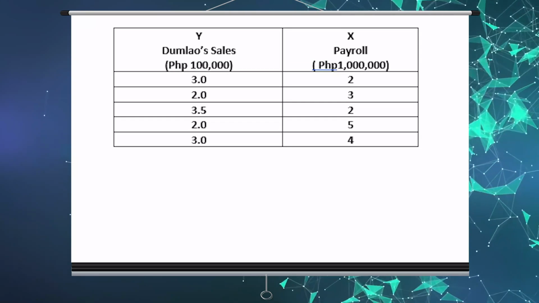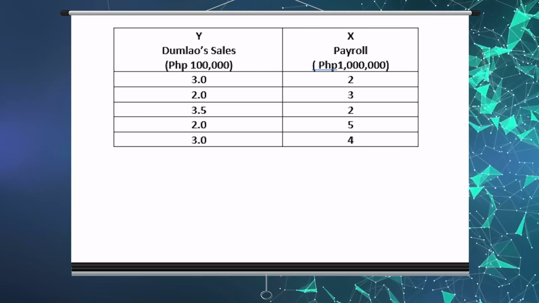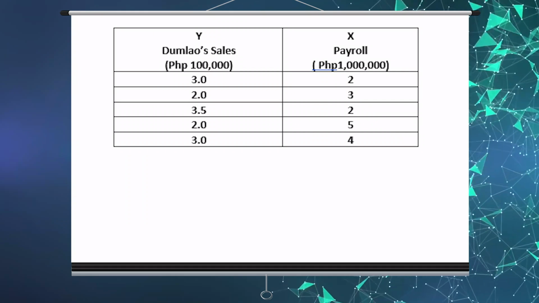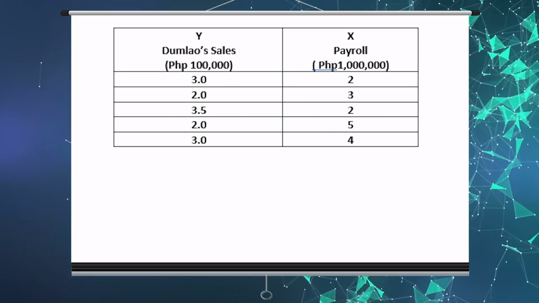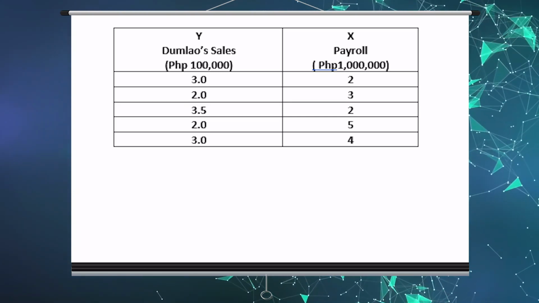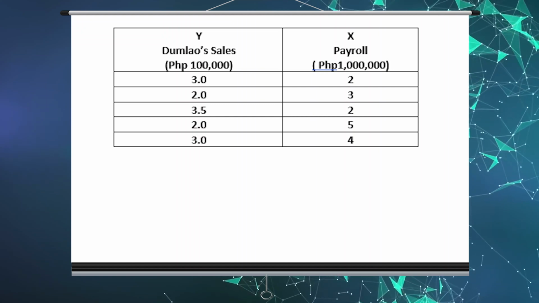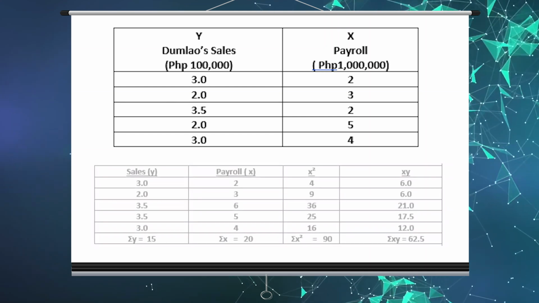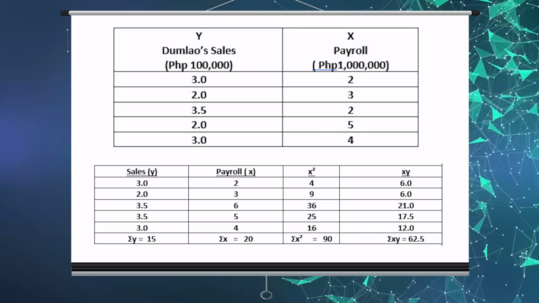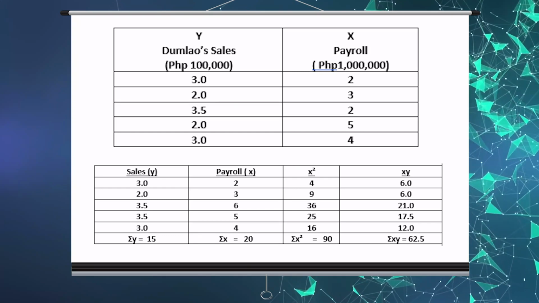For the solution to problem number 2, we tabulate the sales in 100,000 represented by y as the following: 3.0, 2.0, 3.5, 2.0, and 3.0, with its corresponding payroll represented by x in 1 million pesos, with 2, 3, 2, 5, and 4 million respectively. If we further tabulate the sales represented by y and get the summation, we are able to get 15. And for the summation of the payroll, it's equal to 20.